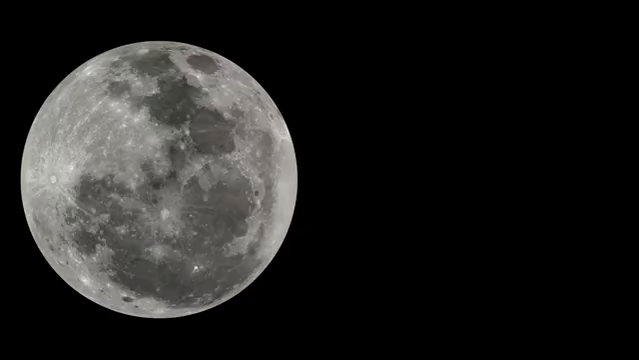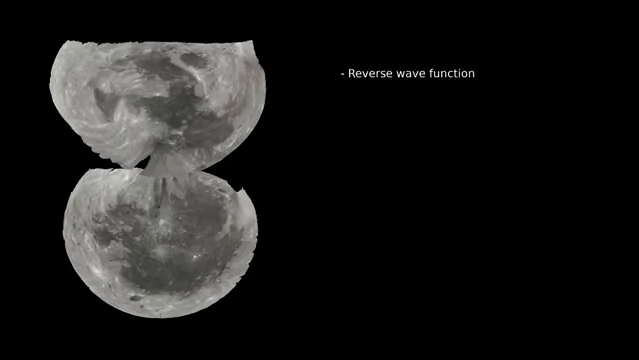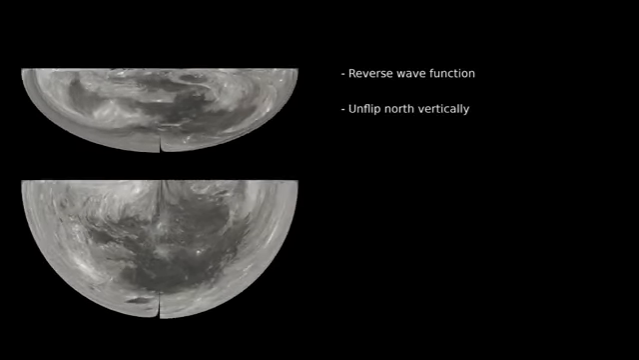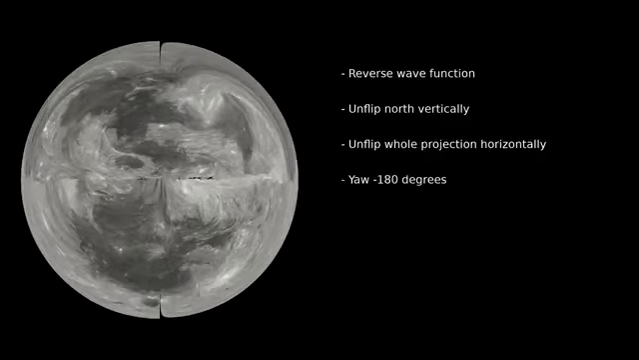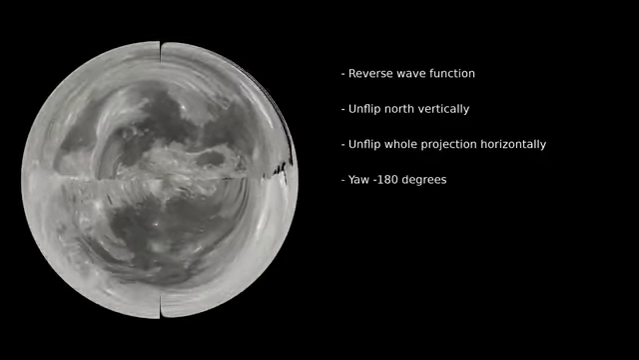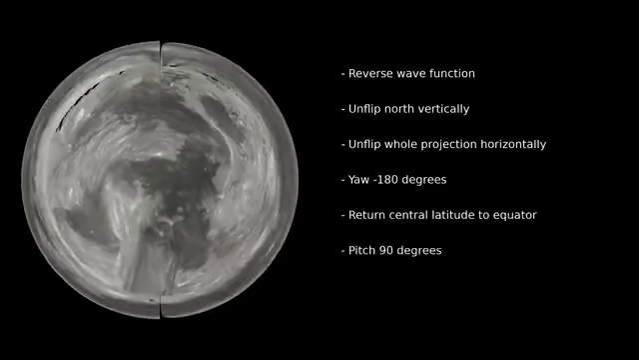Let's rewind. Reverse wave function. Unflip north vertically. Unflip whole projection horizontally. Yaw negative 180 degrees, return equator to central latitude, pitch 90 degrees, depolarize.